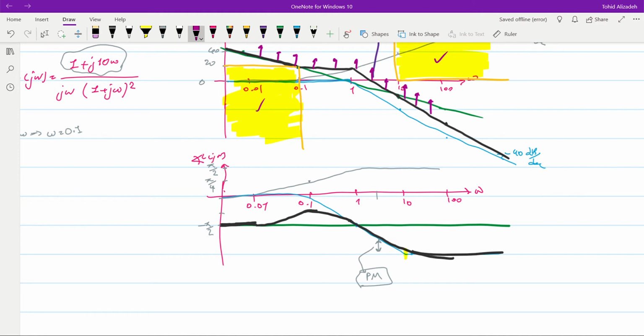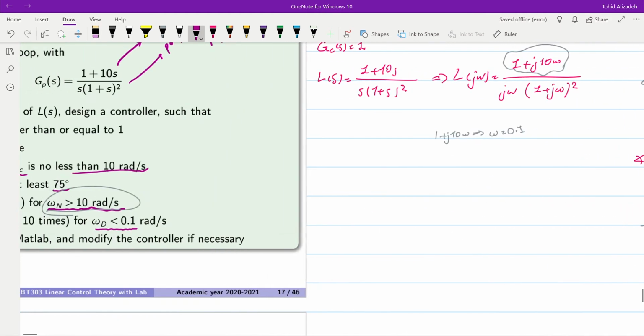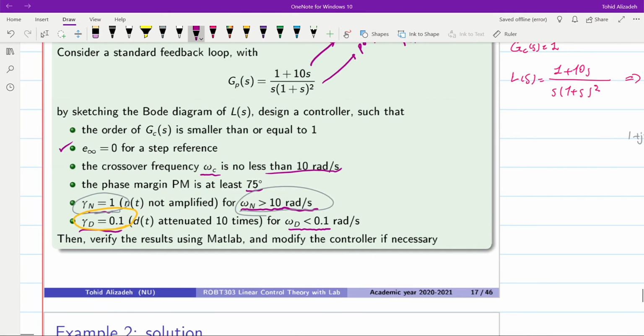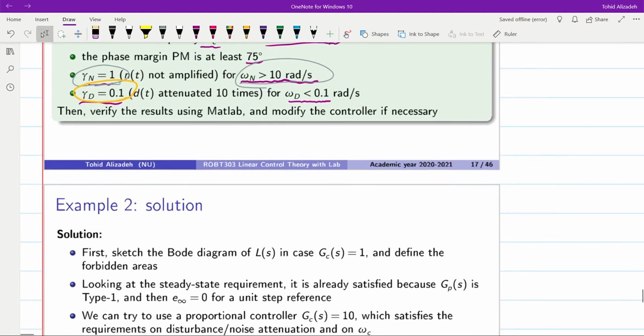Omega c will also be fine, but then we will again have a very small phase margin that we need to think about. In terms of the steady state error for the step reference, it is already satisfied because we have a type 1 system. And for the type 1 system, we already have the steady state error equal to 0. So we don't need to worry about that.